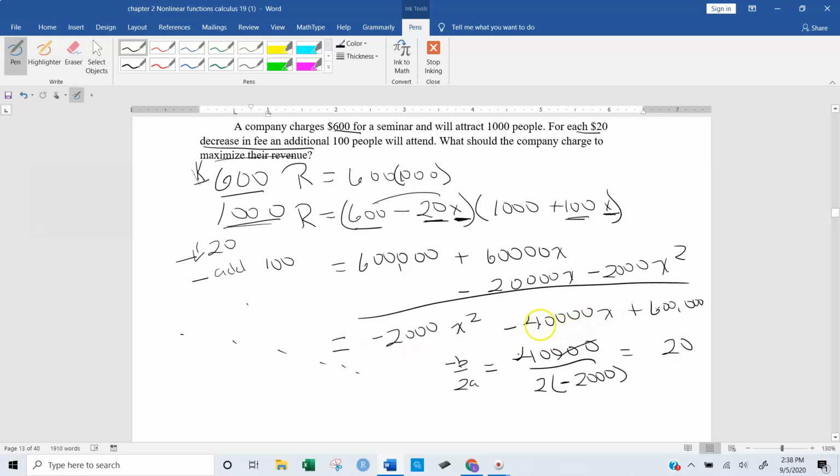So to maximize their revenue, you have to do the opposite of b over 2a. So now you've got a negative 40,000 over a negative 2,000. So you're going to get 20 when you do this, and they should charge $20.